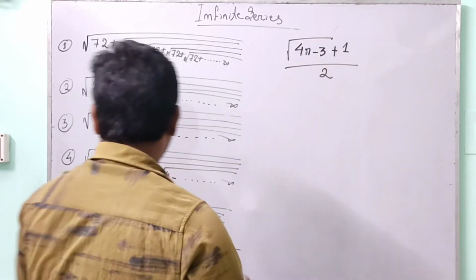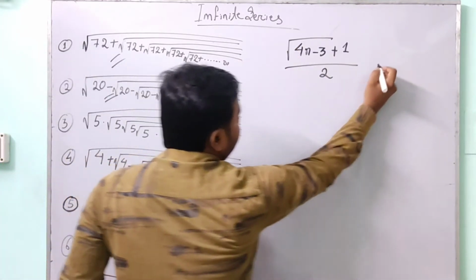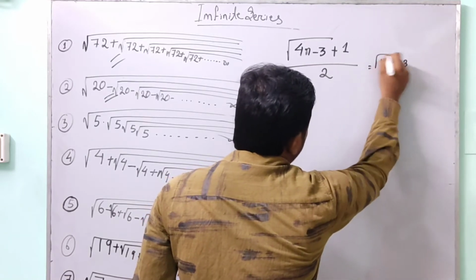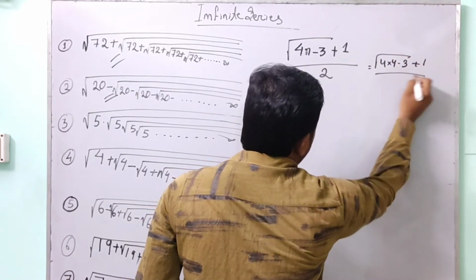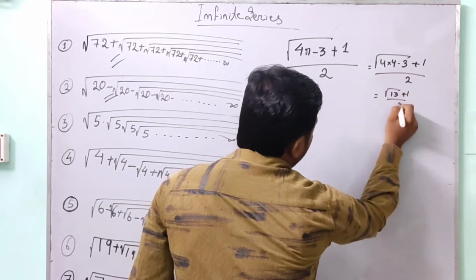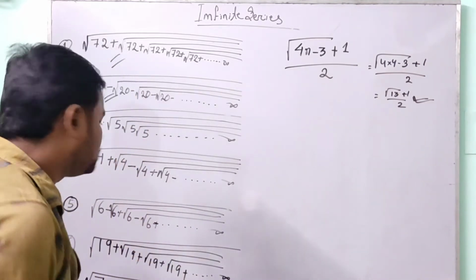Here n is equal to 4, so the answer will be root over 4 into 4 minus 3, plus 1 by 2. That means it is root over 13 plus 1 by 2. This one is the answer. Now let's go to the next question.